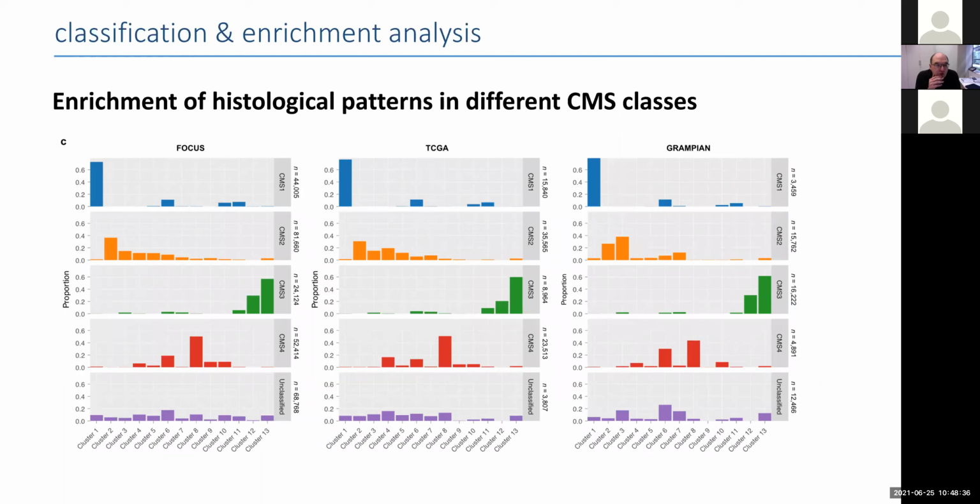What is far more interesting is when we now look at the different cohorts and we see which patterns are present. So we, for instance, basically just look at all the morphological clusters. We split them more or less randomly into 13 clusters. But what you will see is that in each of the three different cohorts, you see similar histograms for CMS1 and for the other CMS classes. And that really means that the sort of morphological information we can extract is actually reasonably stable.